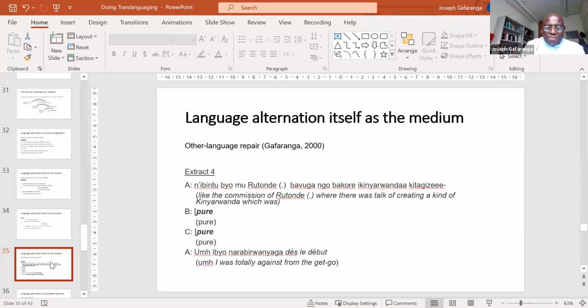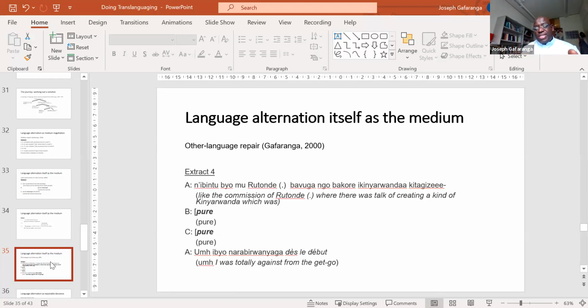And they come in to help using the same language. And then A ratifies the repair as appropriate. Now, there are all kinds of questions you can ask here. How come B and C predict that French was appropriate? Because it is ratified, A ratifies it. Or indeed, were they orienting to French as such?